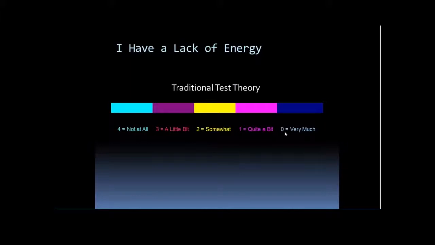So now let's look at this in terms of a multiple choice item. In traditional test theory, I have a lack of energy: not at all, a little bit, somewhat, quite a bit, or very much. We see we have a score of 4, 3, 2, 1, 0. And in our heads, we approximately say people are going to divide evenly or these scores mean the same thing.